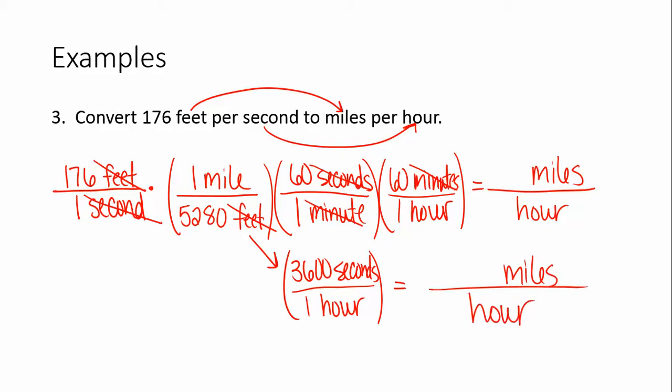So on top, with our calculator, this is what we're going to punch in. 176 divided by 5,280. You need to make sure you're hitting enter there on your calculator, because now we're going to multiply it times 60, and we're going to multiply it times 60 again.